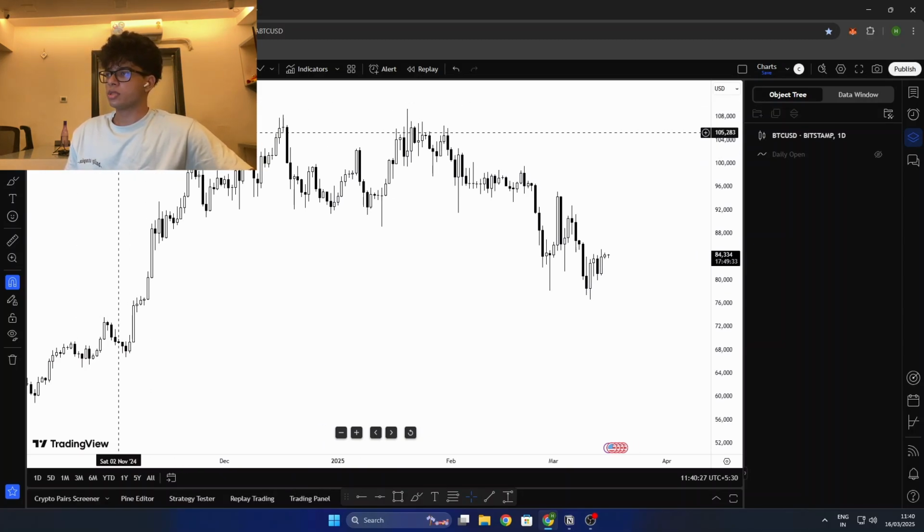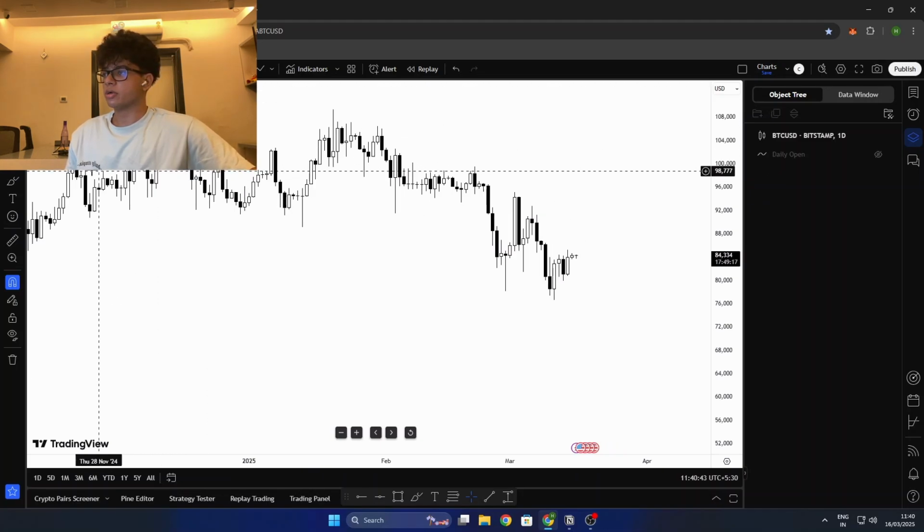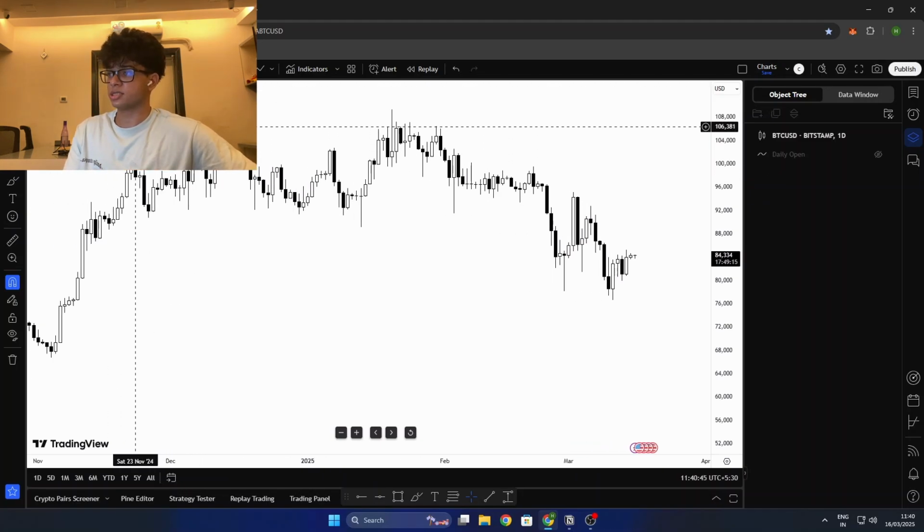So the thing about time frames is that the higher time frame you go, the less noise you get on a chart. For example, the 4-hour chart has less noise than the 15-minute chart, the daily chart has less noise than the 4-hour chart, the 1-hour chart, etc. So back to drawing horizontal support and resistance lines.